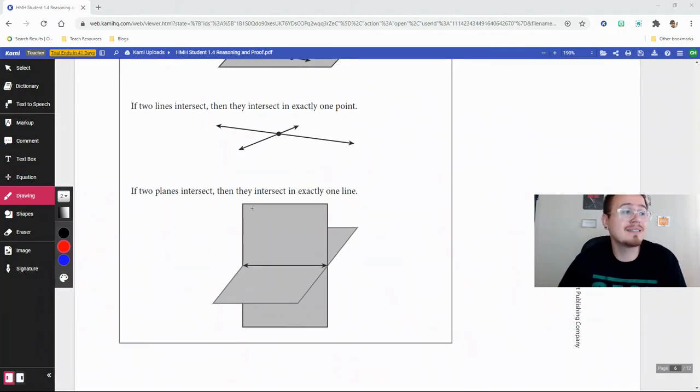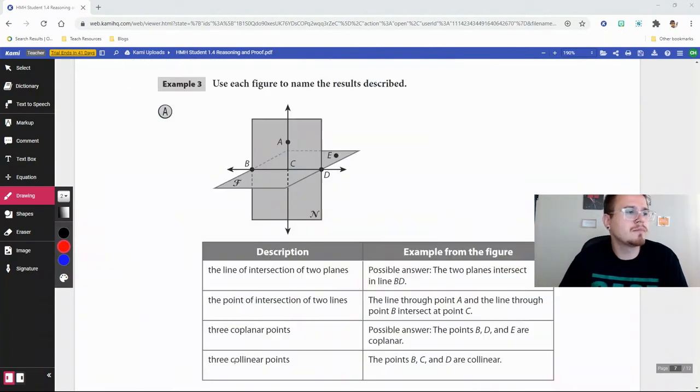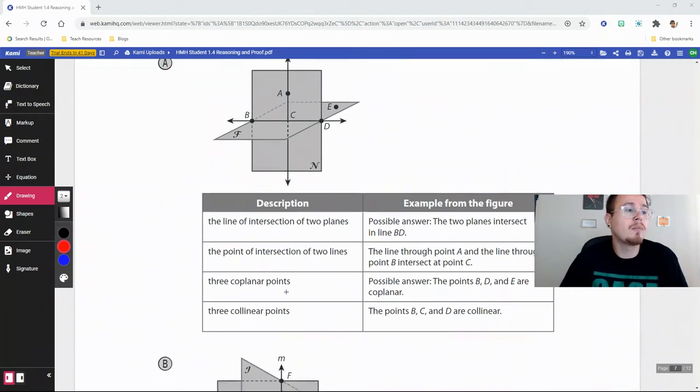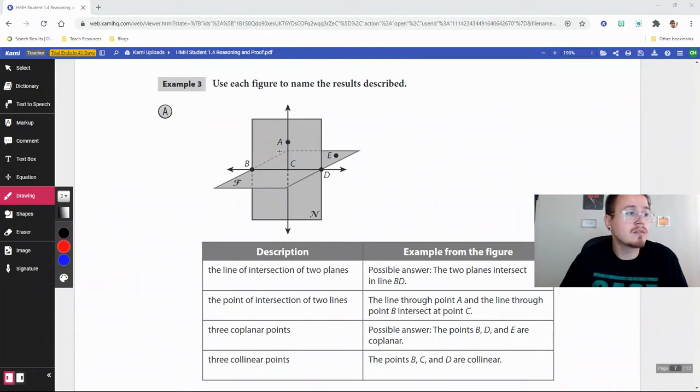If 2 planes intersect, then they intersect in a line. So imagine a piece of paper slamming into another piece of paper, it would make a line. So just things to know. Here's a figure of 2 planes that have essentially crashed into each other, phased into each other. I like that phrase better. Like Nightcrawler, if he lands into a brick wall or something. So the line of intersection, well, that's right there, right? BD. The point of intersection of 2 lines, where these 2 lines cross, would be right there.